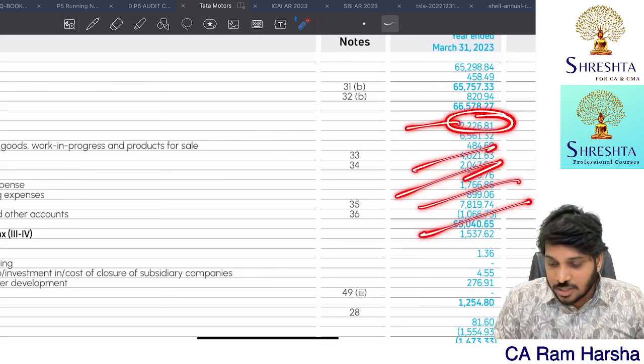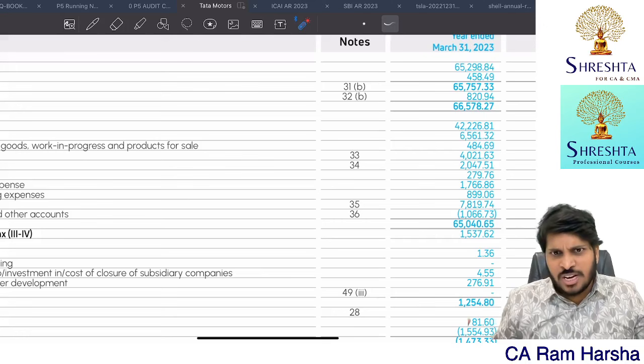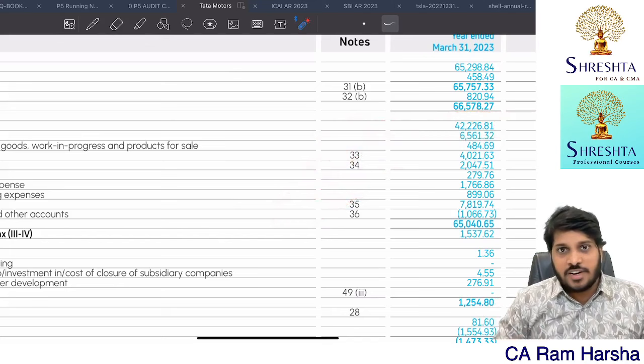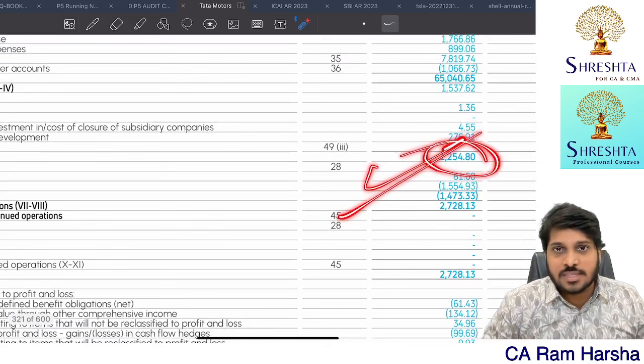42,000 crore worth of purchases you didn't verify at all. Company is not giving you data on this. So this 42,000 crore worth of purchase value, you have no idea at all. You don't have any confidence at all. Now when you didn't verify 42,000 crore worth of items, can you say this 1200 crore is right?